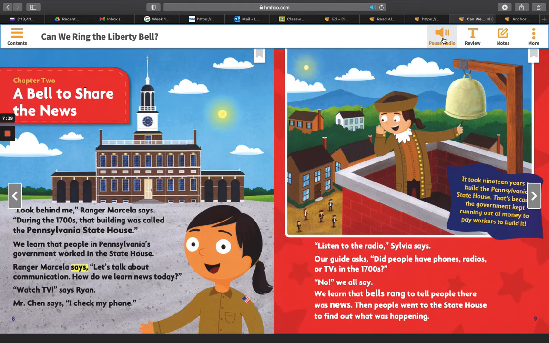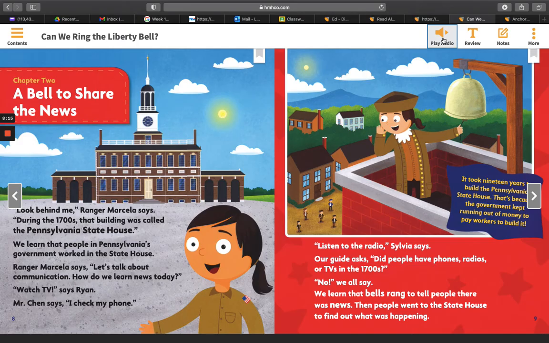Ranger Marcella says, "Let's talk about communication. How do we learn news today?" "Watch TV," says Ryan. Mr. Chen says, "I check my phone." "Listen to the radio," Sylvia says. Our guide asks, "Did people have phones, radios, or TVs in the 1700s?" "No," we all say. We learn that bells rang to tell people there was news. Then people went to the State House to find out what was happening.